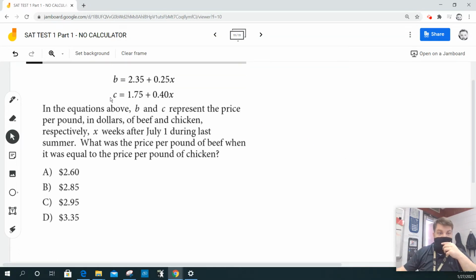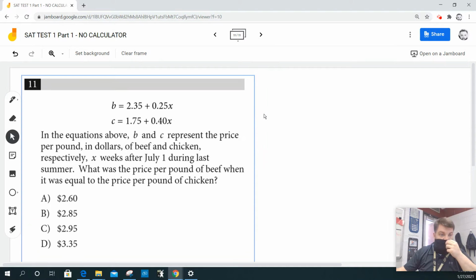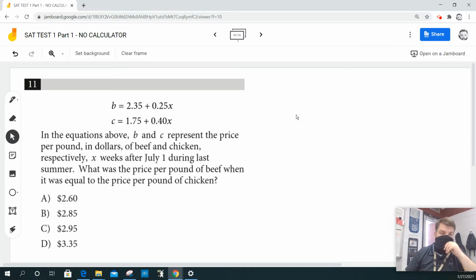Okay, so for problem number 11, it says in the equations above, B and C represent the price per pound in dollars of beef and chicken after x weeks after July 1st during last summer, that was the time frame. What was the price of the pound of beef when it was equal to chicken?